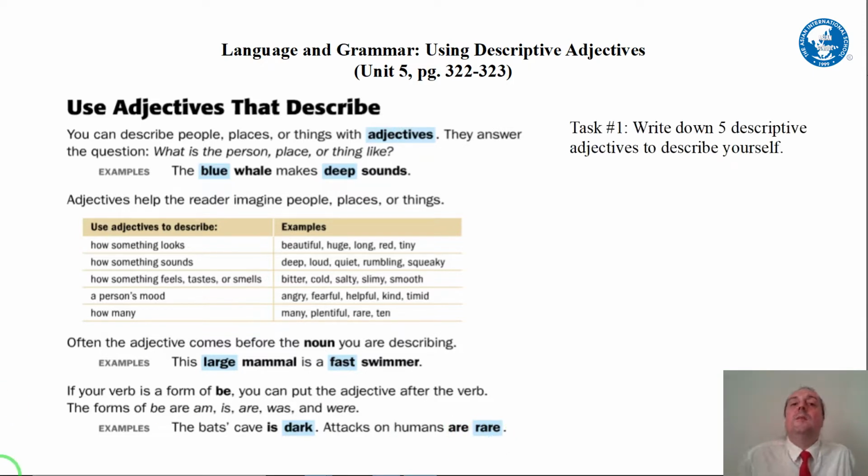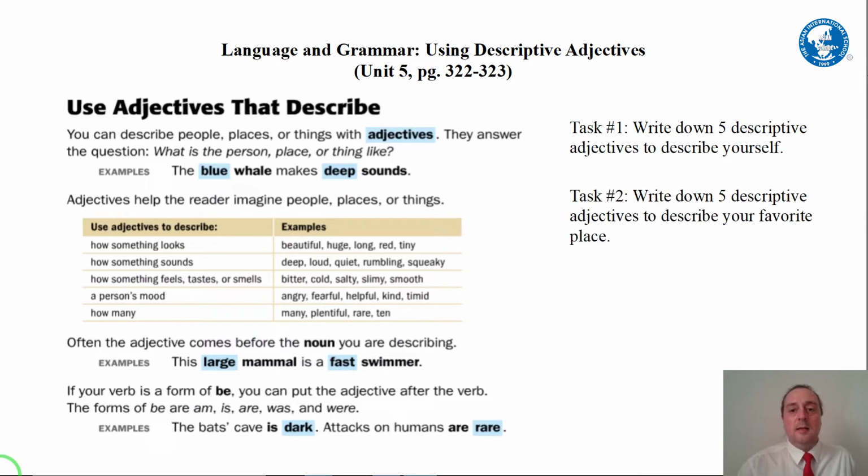So you have two tasks here. Stop the video for 2 minutes. Number 1, I want you to write down 5 descriptive adjectives to describe yourself. And then number 2, write down 5 descriptive adjectives to describe your favorite place. So stop the video for 2 minutes and do those 2 tasks.